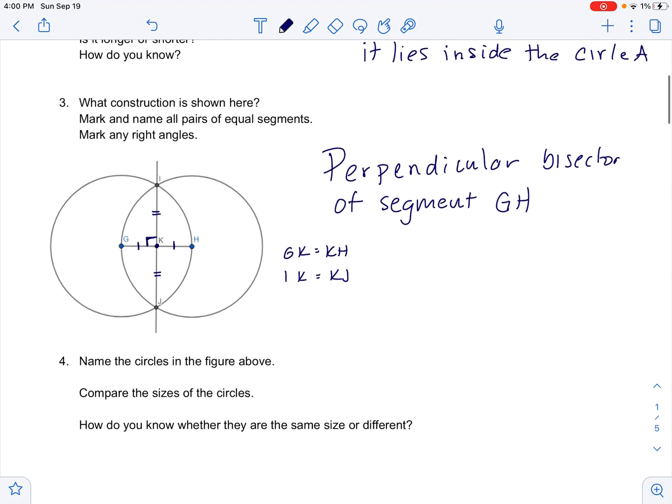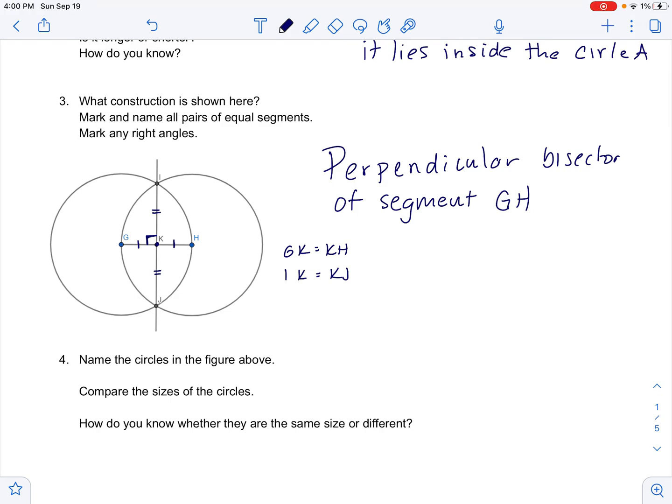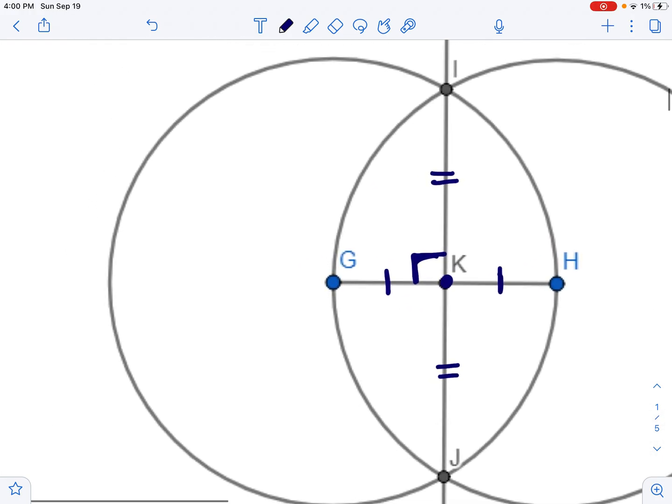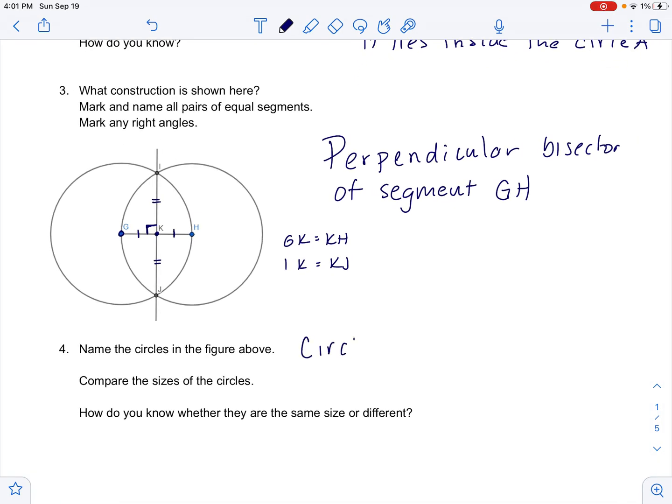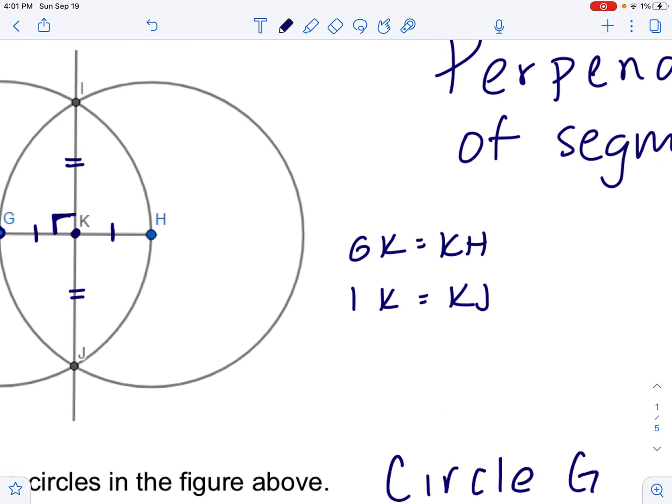Okay, name the circles in the figure above. I'm at number 4. So this is circle G. I name the circle by its center. So circle G, and the other circle is circle H.